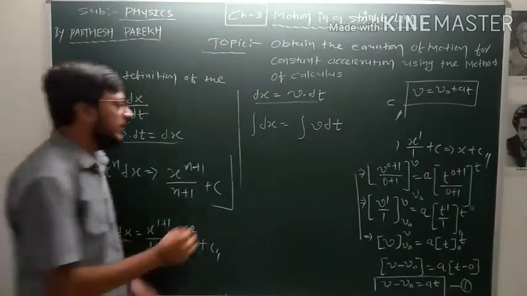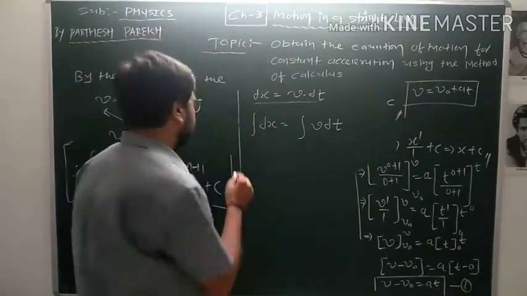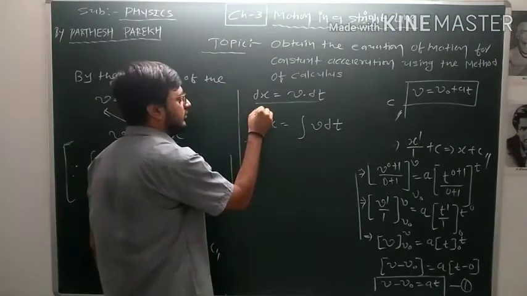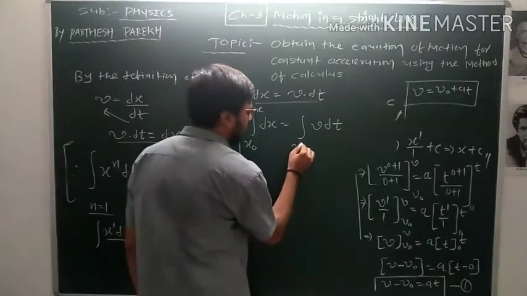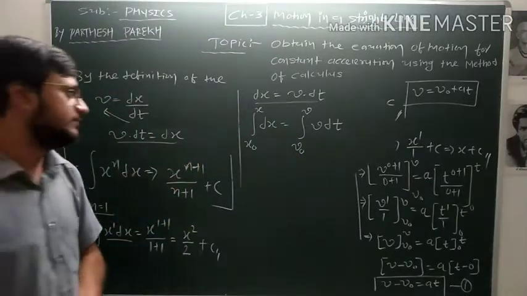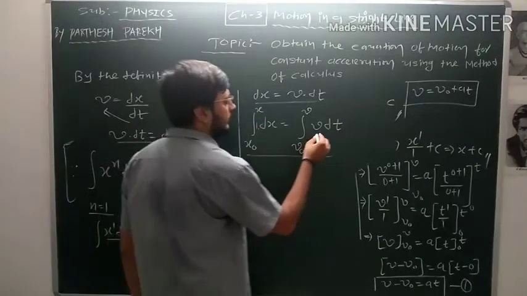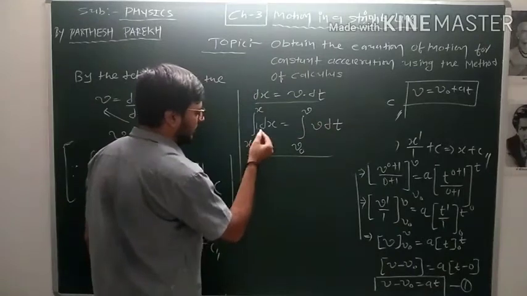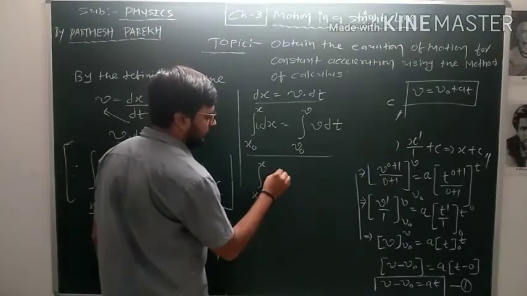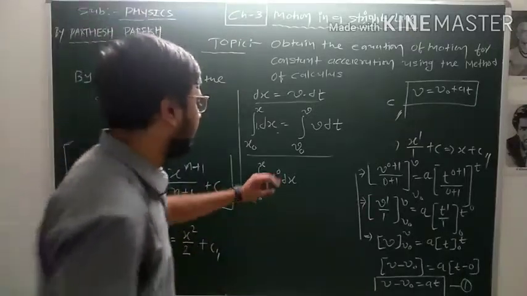So here we take the limits. This is nothing but the position of the particle or object. Suppose the initial position is x naught and the final position is x. Here we take initial velocity v naught and final velocity v. Now we integrate this term. Here 1 is there; we assume 1 is x raised to 0, because we integrate with respect to x.